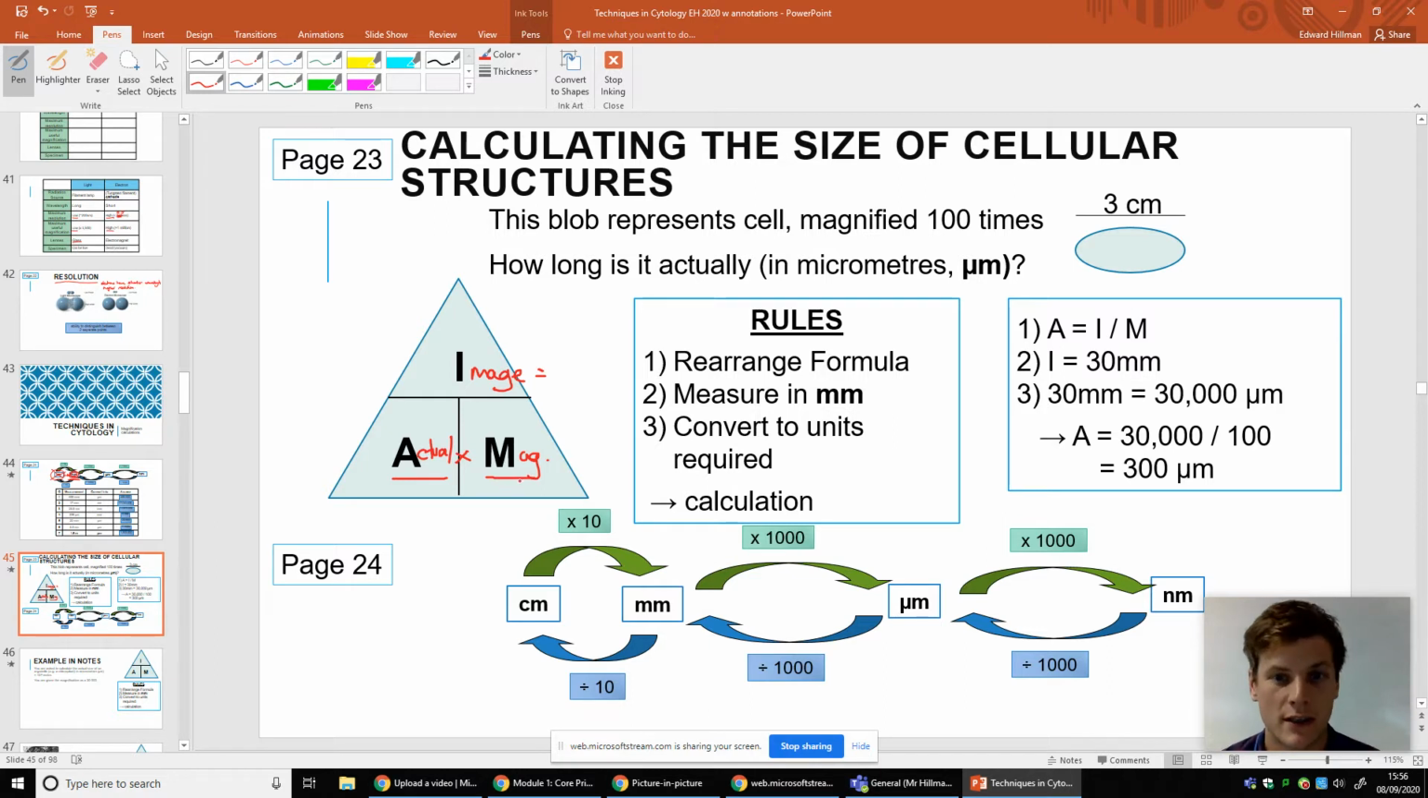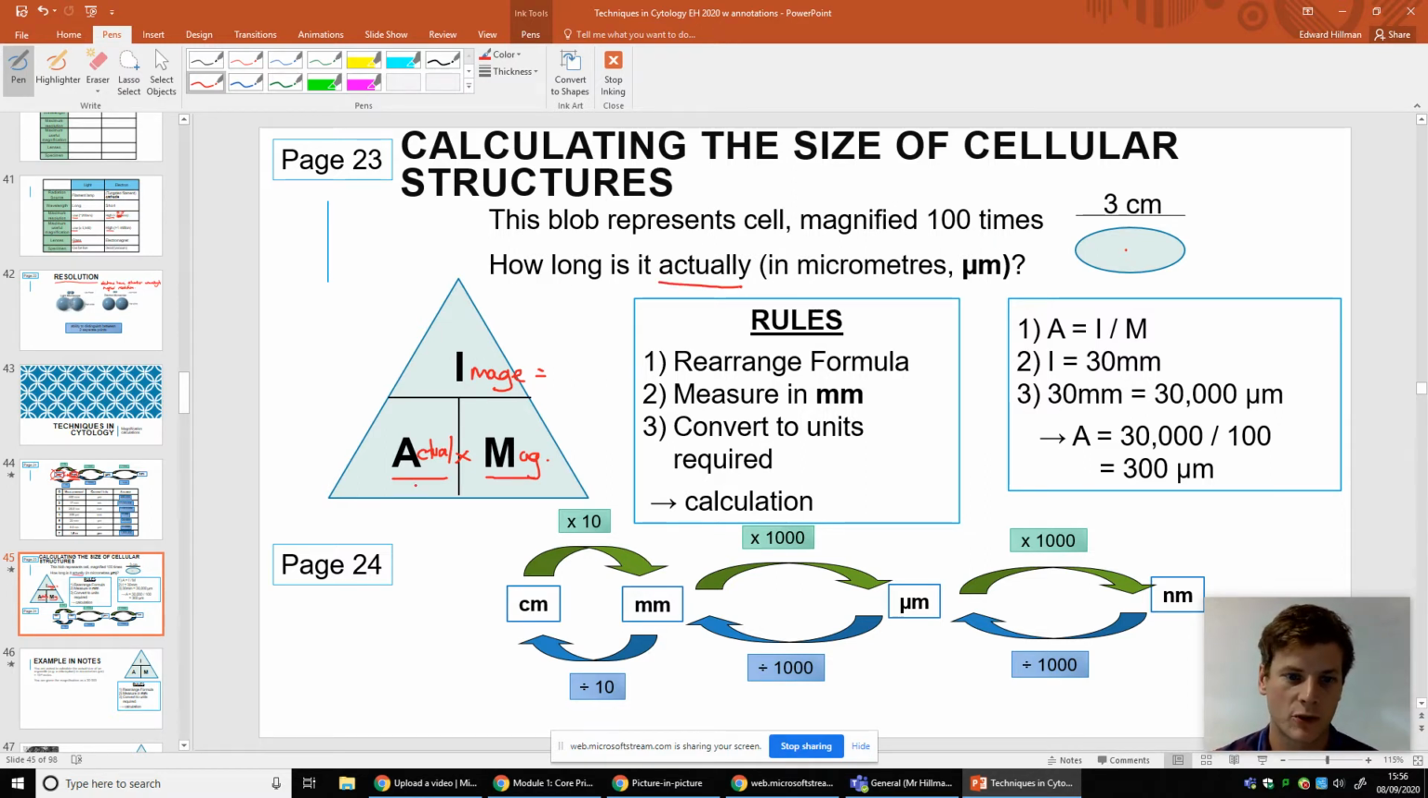So the rules then to do that, 3 rules, very simple. If you follow these every time, you can't go wrong. So firstly, you need to rearrange the formula to find the correct value that you're looking for. So in this example, this blob represents a cell and has been magnified 100 times. How long is it actually?